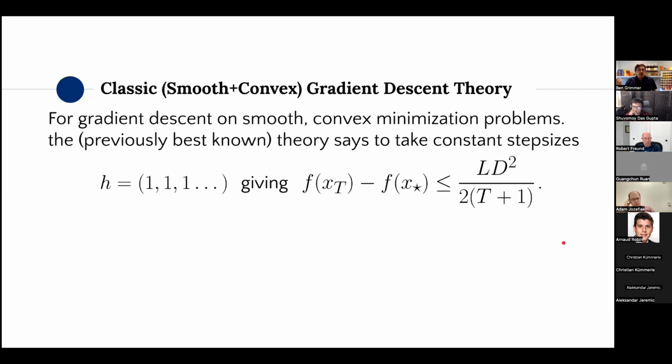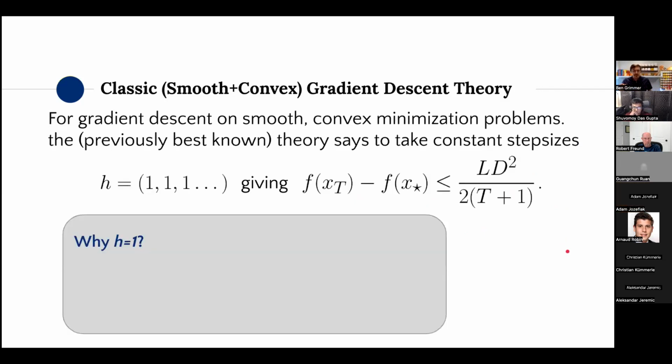But that's the best rate that you can get from just all step size 1. And why do you choose h equals 1? That's a good motivating question. And there's a good answer, right? So why have we taken step size 1 in the past?